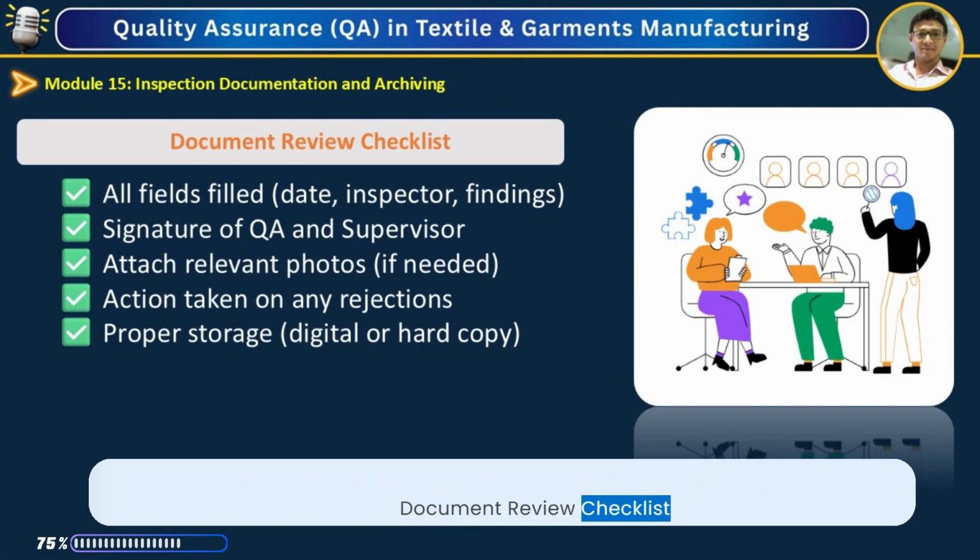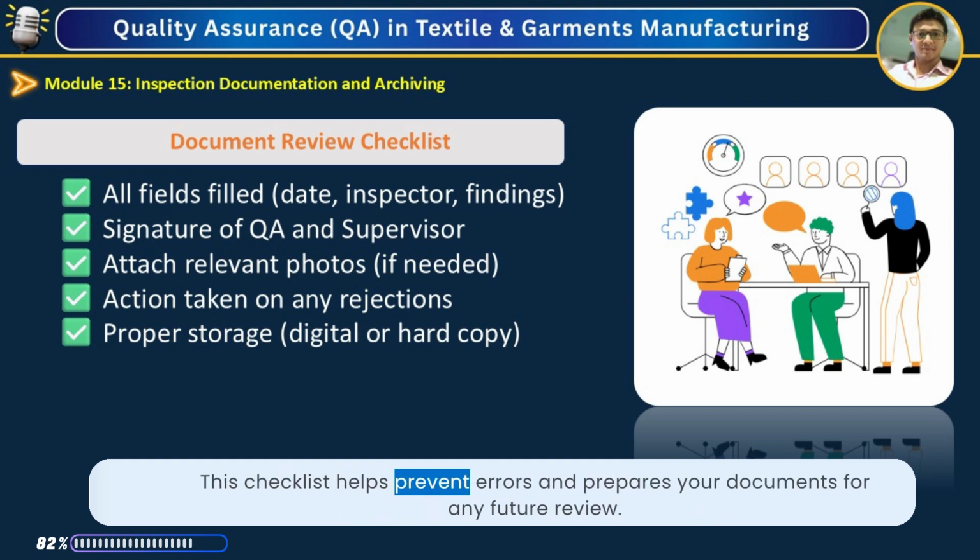Document review checklist. Before archiving any report, use this quick checklist. Are all fields filled: date, inspector, findings? Are there signatures from QA and supervisor? Are photos attached, if needed? Have actions on rejections been noted? Is the document stored properly? This checklist helps prevent errors and prepares your documents for any future review.